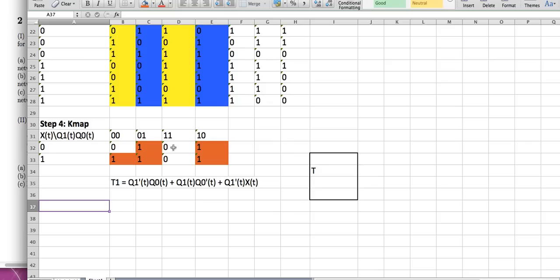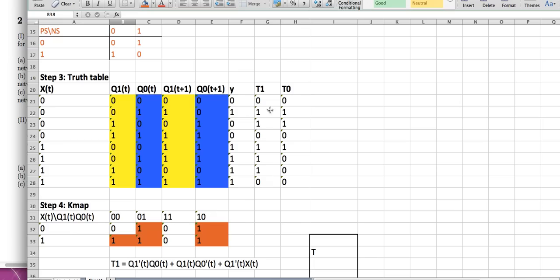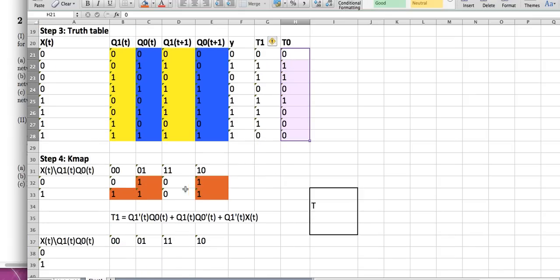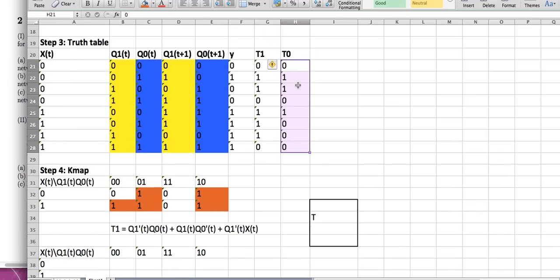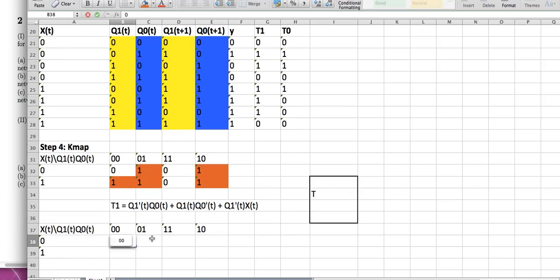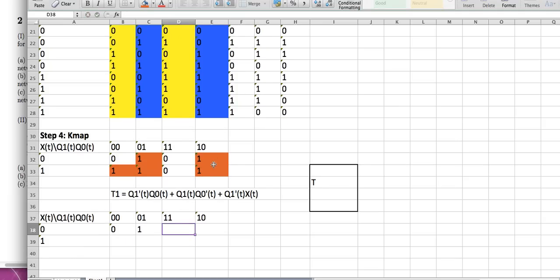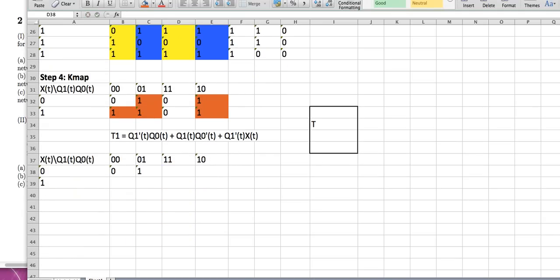Now, let's do the same thing for T0. So we also have this, and then we also have 0, 0, 0, 1, 1, 1, 1, 0. So same thing, we just have to look at T0 now. And we're going to look: 0, 0, 0, T0 is 0, 0, 0, 1 is 1. So just fill out this table using the truth table we have up there. It's going to be 0, 1, 0, 1, 1, 0, 0, 0. Okay?